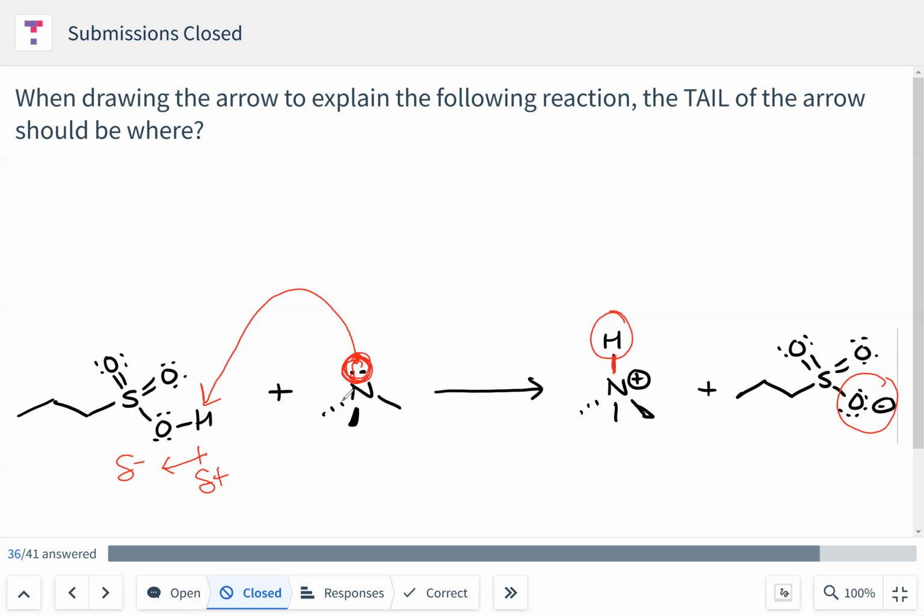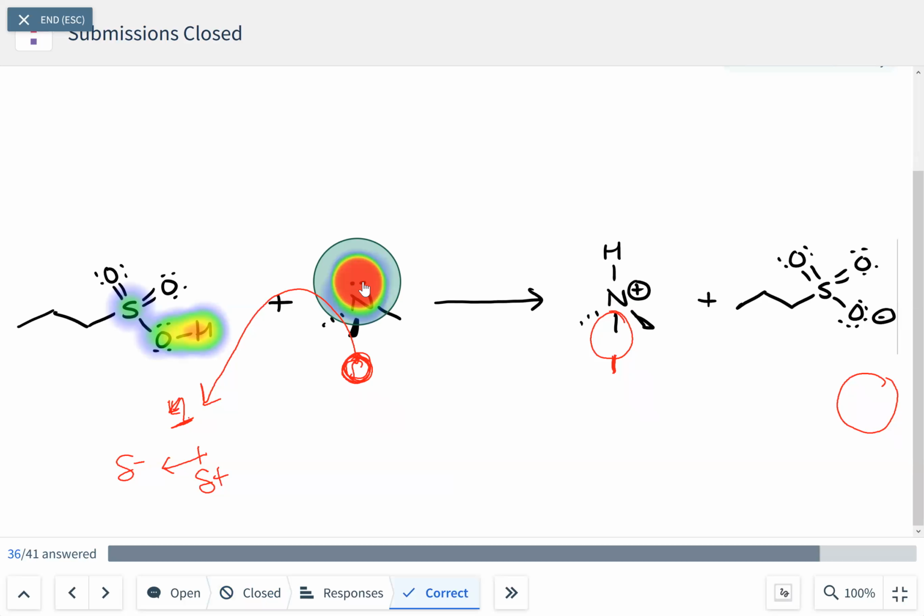There is actually a second arrow in this mechanism, which goes from here to there, right? Because you're breaking this oxygen-hydrogen bond. Should have thought about that. And so this bond here is going to move on to the oxygen. So if you put that little bond there going to the oxygen, that was technically correct as well. But what I was looking for is this right here. That is where it starts.